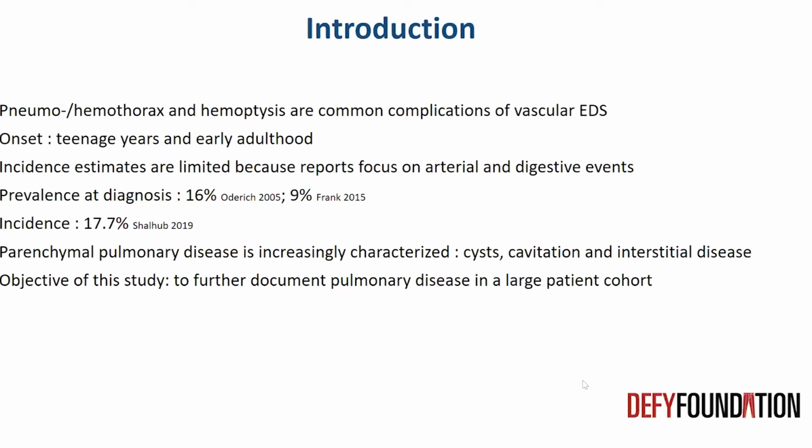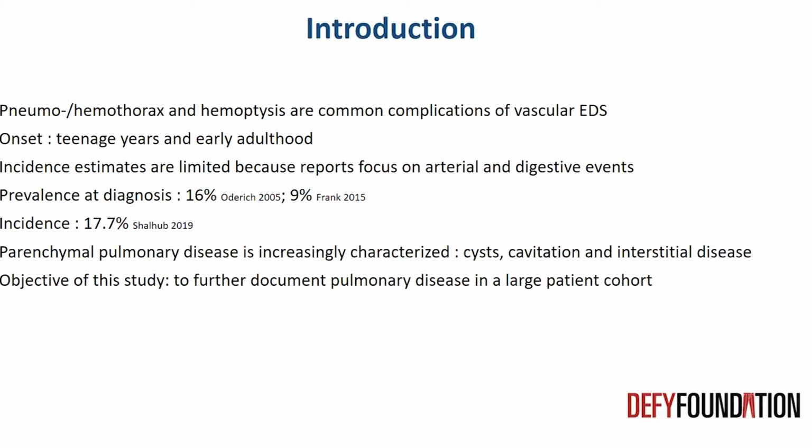The most recent estimate of incidence, and probably the most accurate of these complications, was made by Shireen in 2019, at 17.7%. The other reports are prevalences at diagnosis and are listed as diagnostic criteria in the Villefranche classification. So there are very variable numbers, ranging from 16 to 9%.